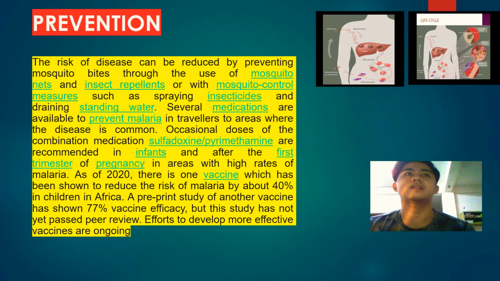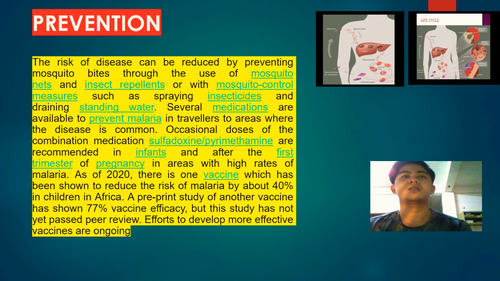Several medications are available to prevent malaria in travelers to areas where the disease is common. Occasional doses of the combination medication sulfadoxine-pyrimethamine are recommended in infants and after the first trimester of pregnancy in areas with high rates of malaria.